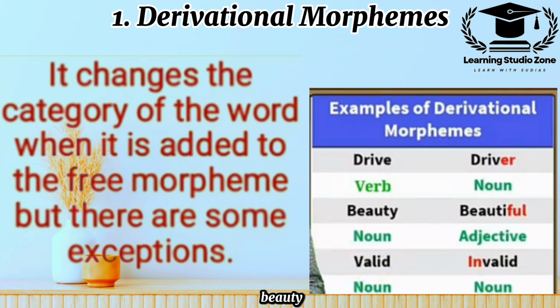Number two, beauty. We have the word beauty, which is a noun. But if we add the morpheme full, beauty converts to beautiful, so we have changed the category of that word. We have another example, valid and invalid. So derivational morphology also changes the category of the word.